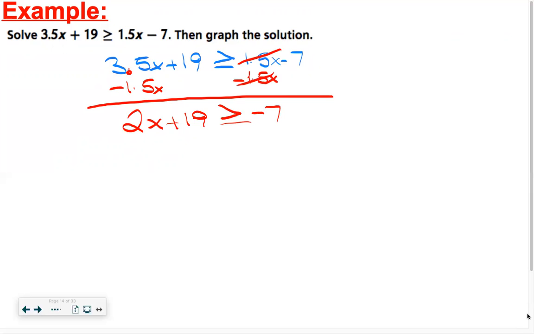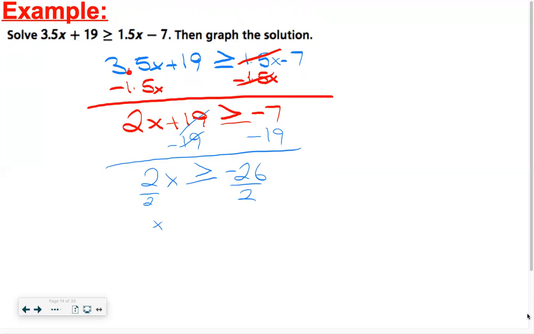After that, you can subtract 19 from both sides, then you will get 2x ≥ −26. Divide both sides by 2. x ≥ −13.